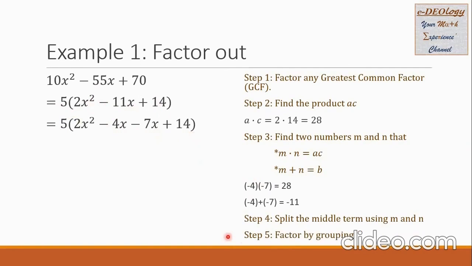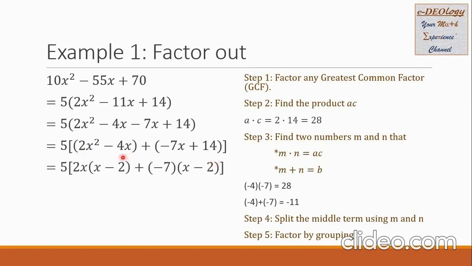And in step 5, we're going to factor by grouping. So we have here 4 terms. We're going to group the first 2 and also the last 2. So the 2x squared minus 4x is now in one group. The negative 7x plus 14 is in another group. And using that factor by grouping, we are going to factor out a common factor or greatest common factor for these two terms. Also, we will do the same on the next group.